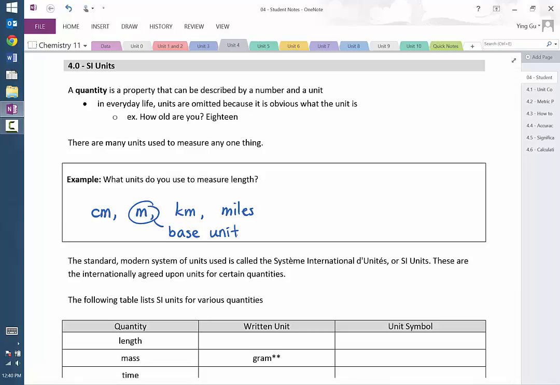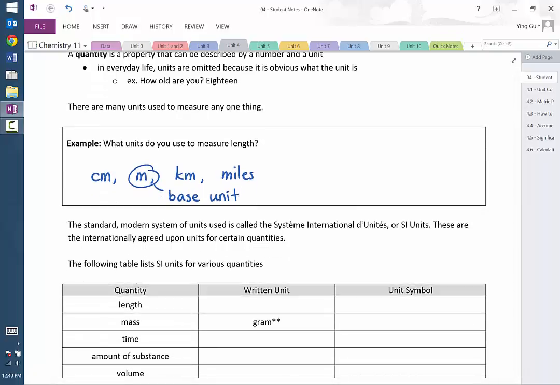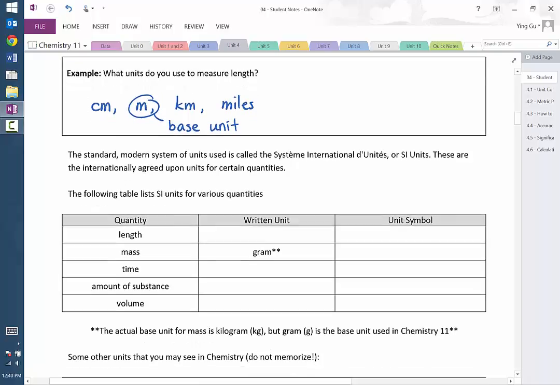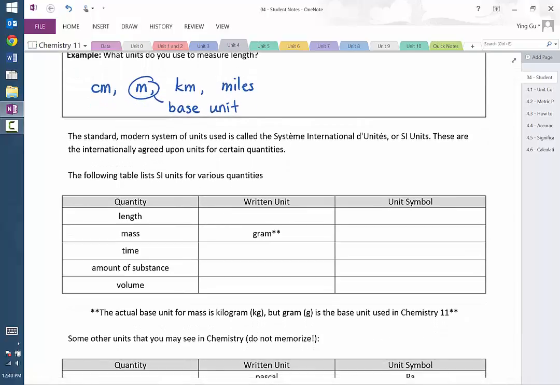are related to. For example, we know that a centimeter is 1/100th of a meter and a kilometer is 1,000 meters. So centimeters and kilometers both build upon the idea of a meter, and so we say the meter is a base unit because it is the original quantity, the original size that we use to measure a length.